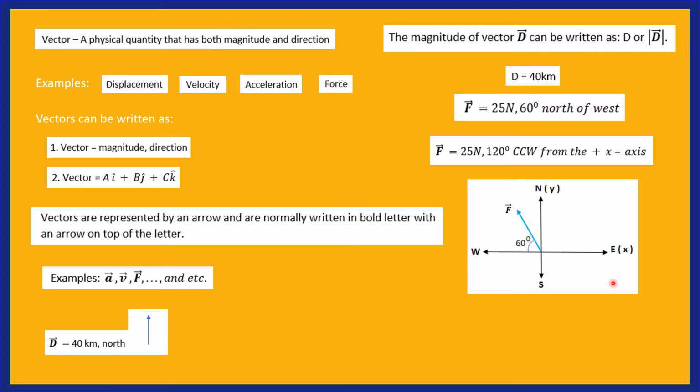Now, if we make this 25 newtons, 60 degrees west of north, then the angle is going to be measured from north going west. So this is going to be 60 degrees, from north going west. This is west of north. So the magnitude of this force is F equal to 25 newtons.